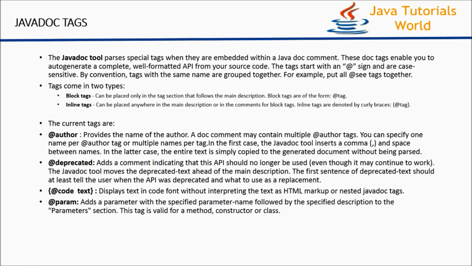And the next tag is the param tag. This parameter tag will be specified with a parameter name followed by a parameter description. This parameter tag can be applied for methods, constructors, and classes.